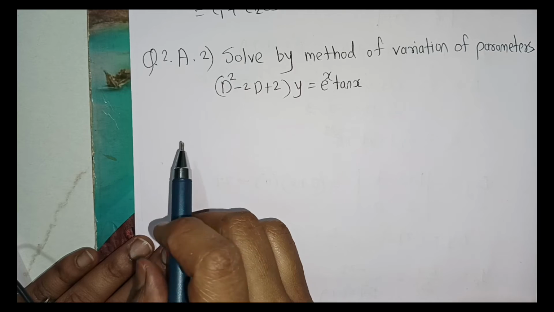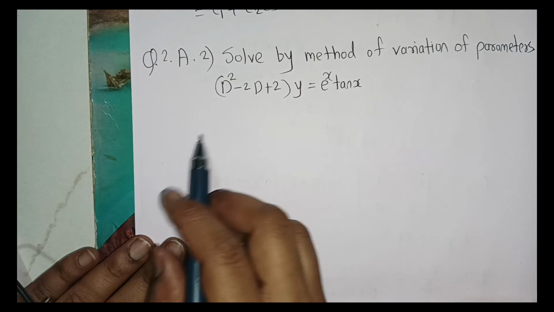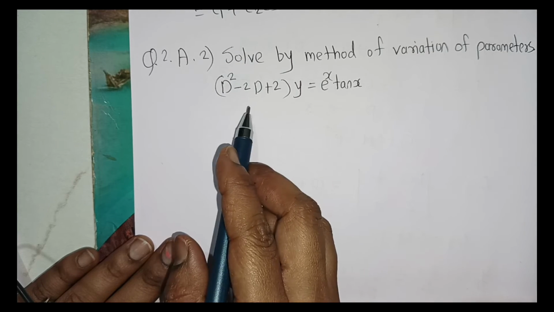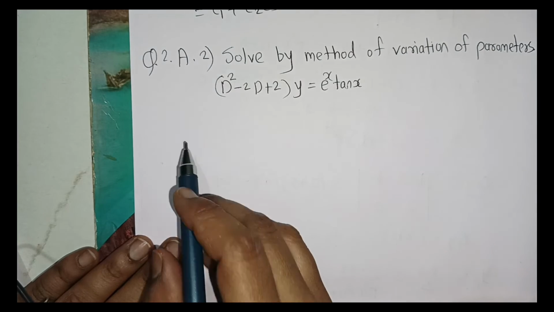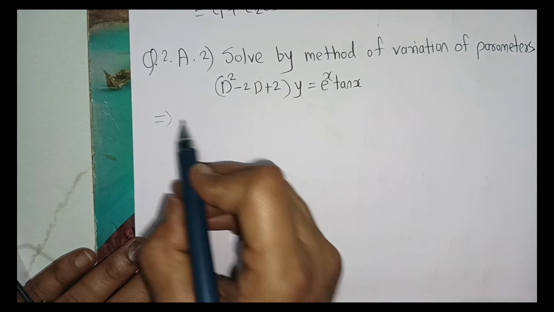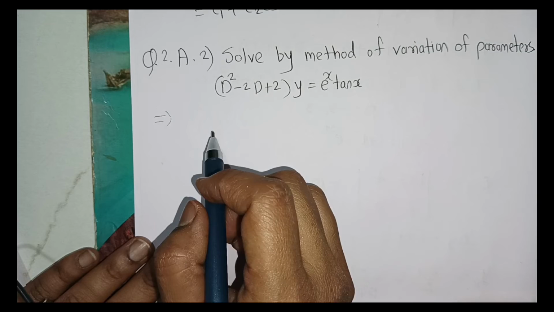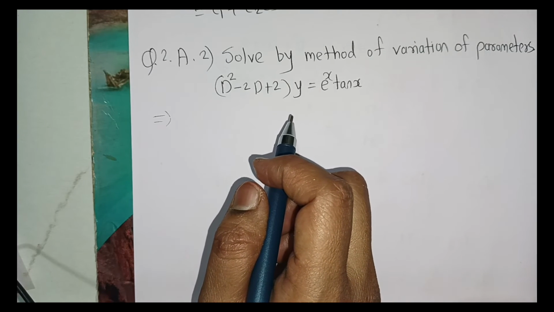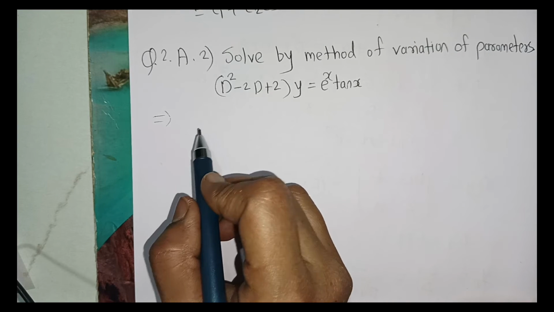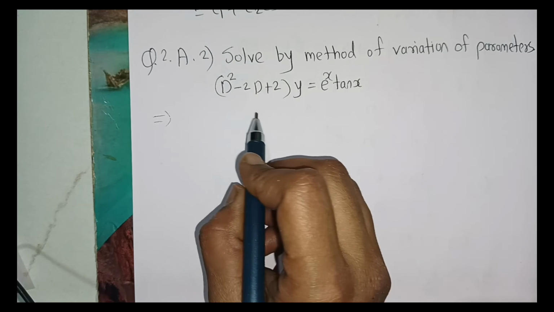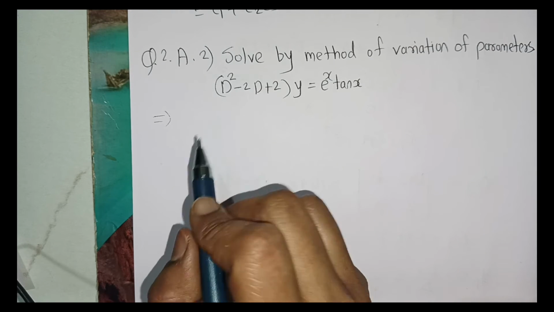So next problem is solve by method of variation of parameters. D square minus 2D plus 2 y is equal to e raised to x tan x. Again, in case of method of variation of parameters, we need u, v and Wronskian. So for Wronskian we have to identify y1 and y2 from yc.